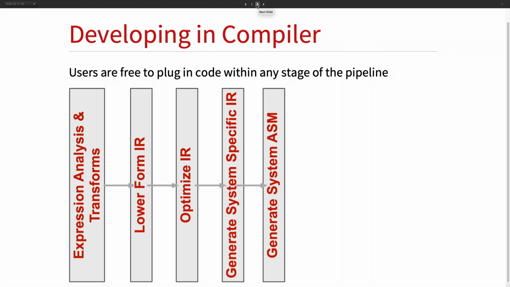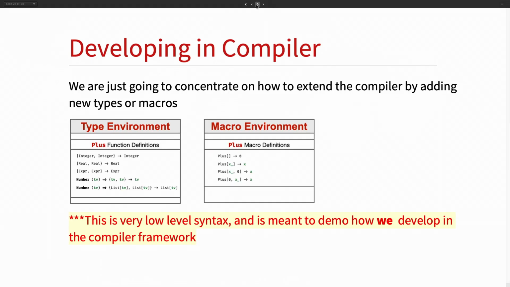So this is kind of the high-level workflow of the compiler, and you can add extra components at each level. But I'm going to talk about two more high-level things that you can actually add into the compiler, and that's you can extend the type environment.